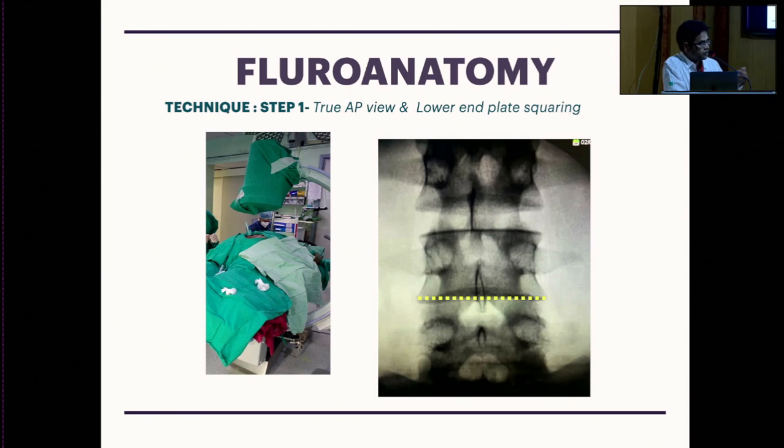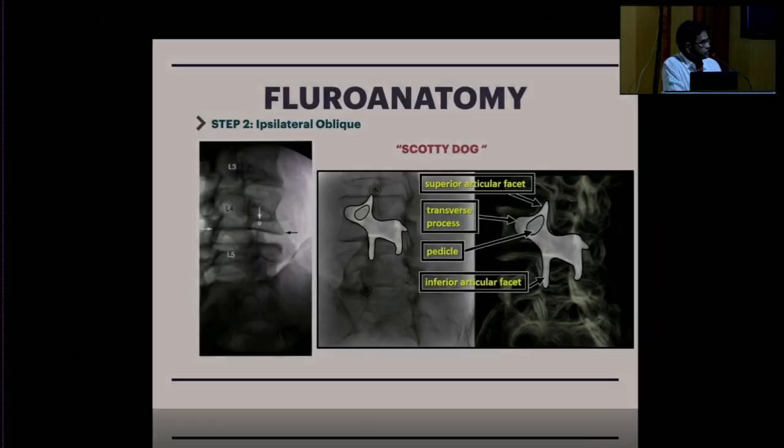That means if it is not squared along that, it might be in an oval shape. So you make it one line so that the inferior end plate is properly square. Then you can look for the circular shadow on the lateral side, where the pedicle gives a shadow like this, and faintly you can see the transverse process. So this is the area that we are going to look for.